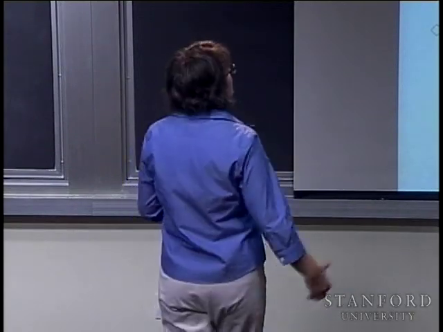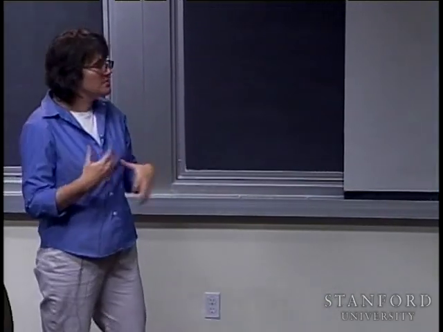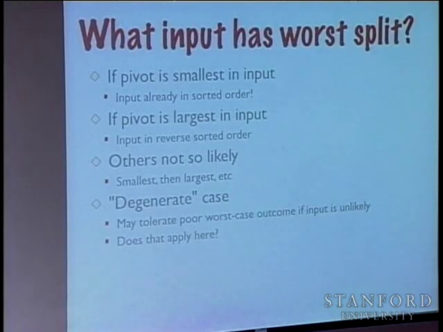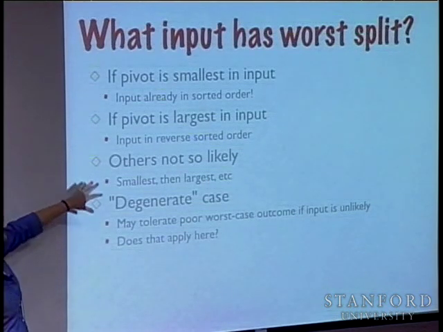There are actually a couple of others that come into play. That's probably the most obvious one to think of, when it's coming in increasing order. It's also true if it's in decreasing order. If I happen to have the largest value on the top, then I'll end up splitting everything to the left side and nothing to the right side.